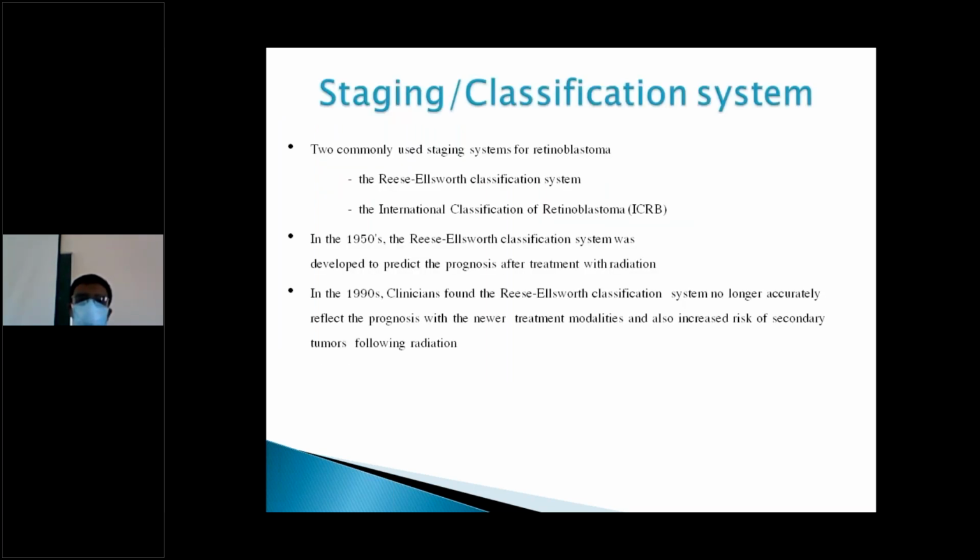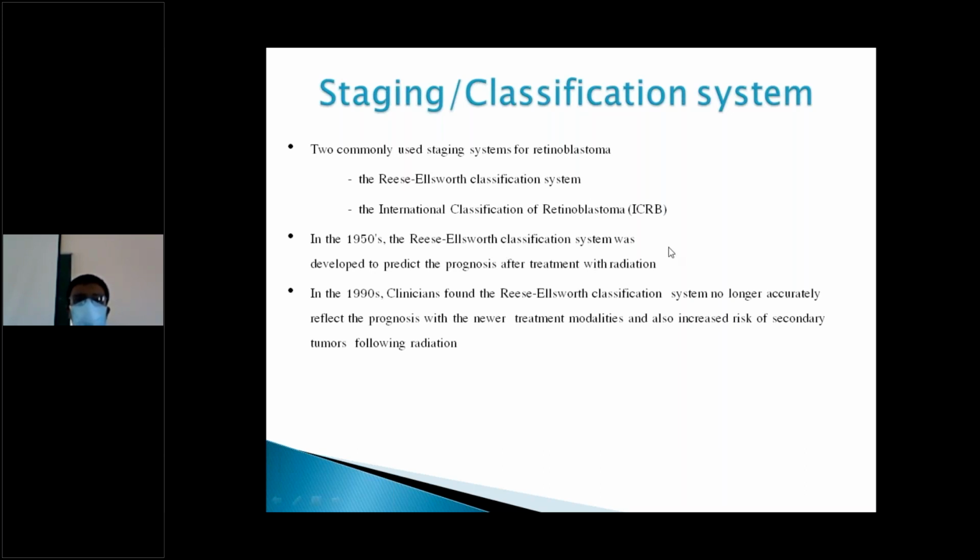There are 2 types of classification. One is the Reese-Ellsworth classification. Reese-Ellsworth classification is an old classification. Now it is not used. Now what we use is the International Classification of Retinoblastoma, ICRB. This is the most commonly used classification nowadays.